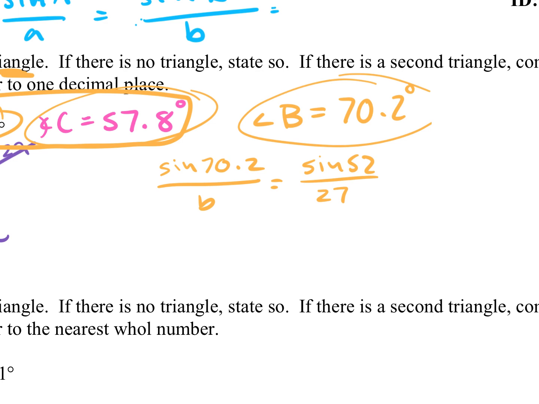So here when we solve, we can multiply both sides by B. Or actually, we can cross multiply here to make it a little bit easier. So 27 times sine of 70.2 is equal to B times sine of 52. And then we'd have to divide by sine of 52.